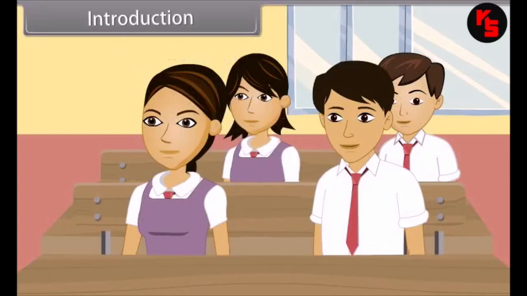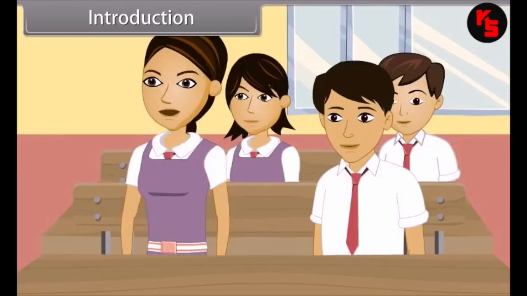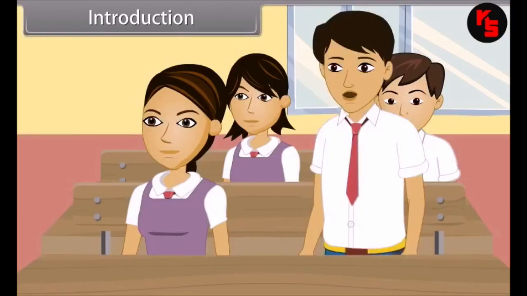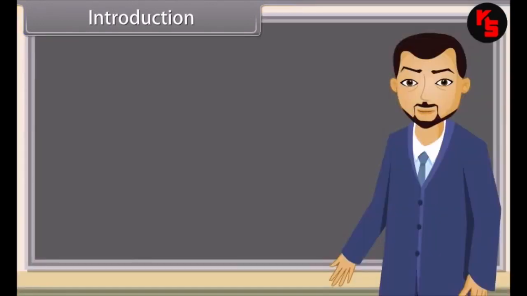Introduction. Good morning, teacher. Good morning, students. Today we will learn chemical reactions of aldehydes and ketones and carboxylic acids. Teacher, what are carboxylic acids? Carboxylic acids are the organic compounds which contain carboxyl group. Now, who will tell me what is carboxyl group? Carboxyl group consists of carbonyl group and hydroxyl group. Very good, Ramesh. In this lesson, we will learn more about carboxylic acids.